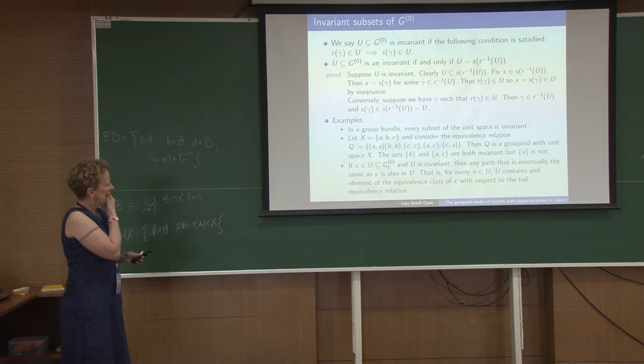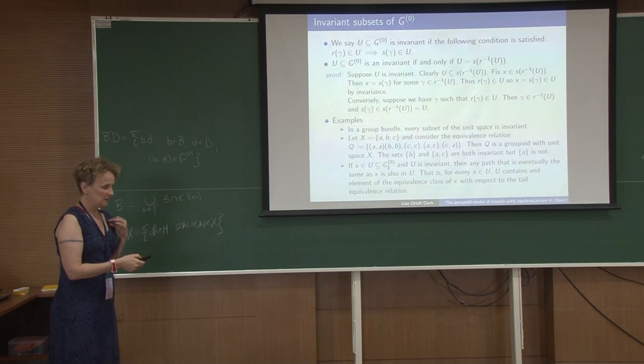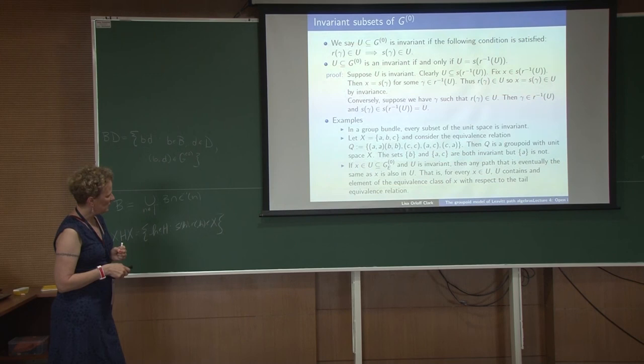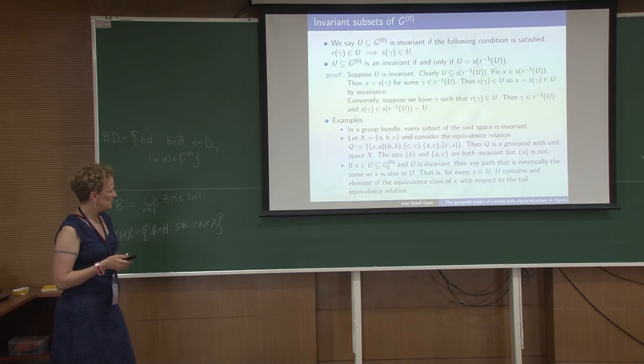Okay, we were talking about what it means for a subset U to be invariant in this graph groupoid. And the idea is down here, if you have some X that's in there, then it needs to contain, this is not very well written, every element of the equivalence class of X with respect to tail equivalence. So that's sort of, it's all the equivalence classes of the elements in U.